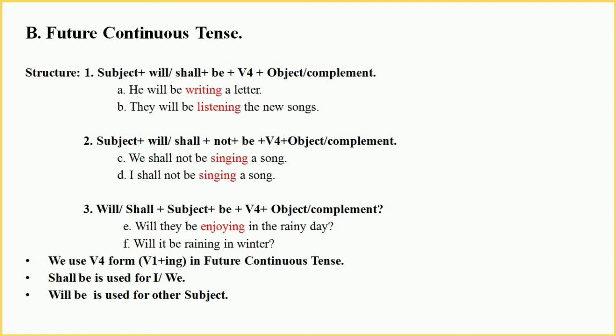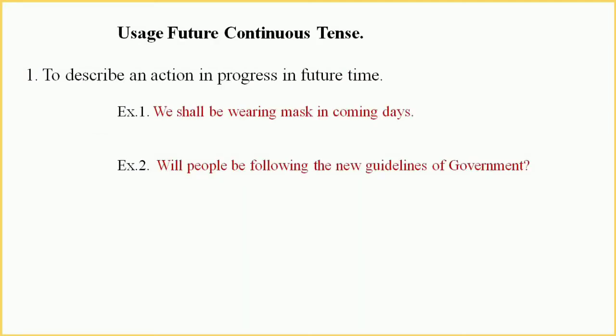Students, we use fourth form of the verb, that means first form of the verb plus ing in future continuous tense. Shall be is used for I or we. Will be is used for other subjects. Now, here are the usage of future continuous tense. So, it is used to describe an action in progress in future time. Examples: We shall be wearing mask in coming days. Will people be following the new guidelines of government?